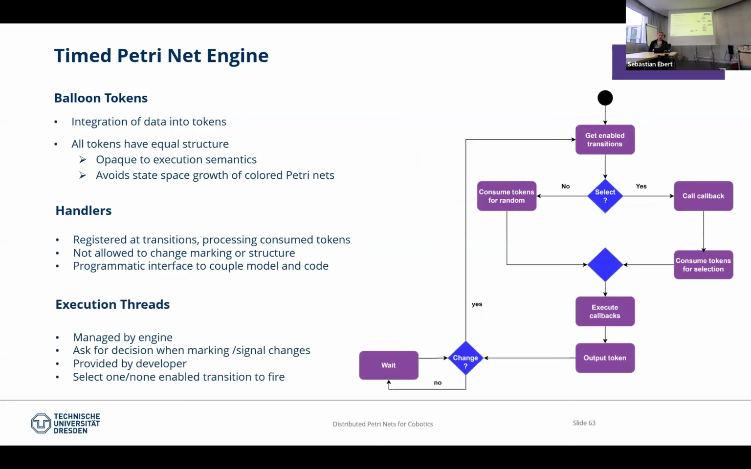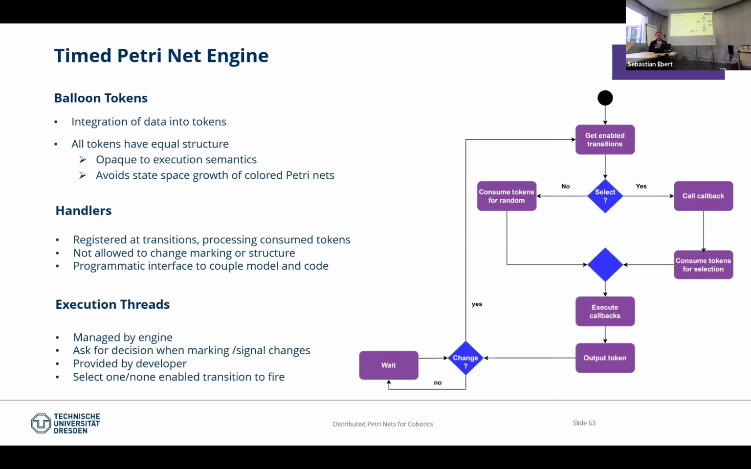The second level where the user can interfere is on deciding which transition may fire. This is done by execution threads. So there is a number of threads, and the number is defined by the user. And he can, in the end, say, okay, I got this number of transitions from the engine. Which do you want to fire? And then the user can decide.